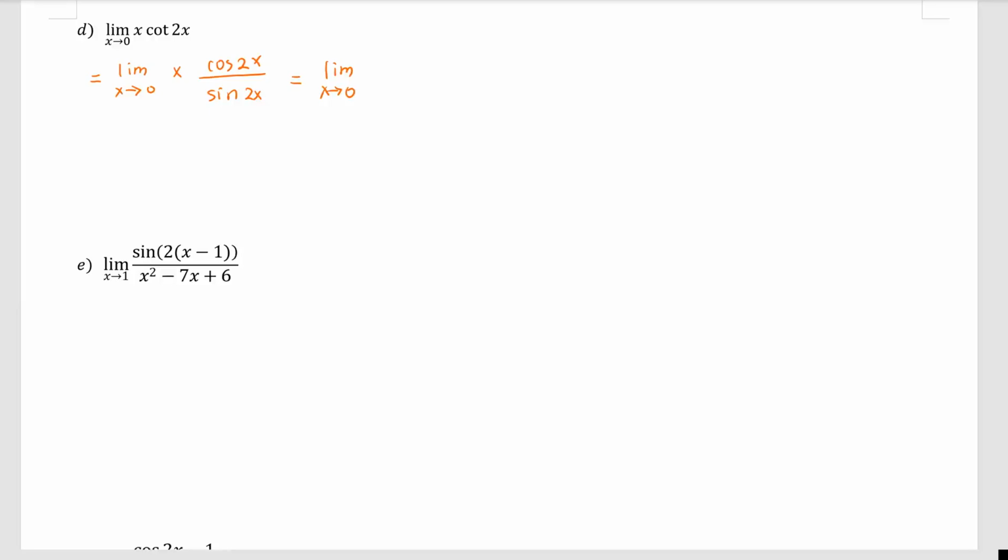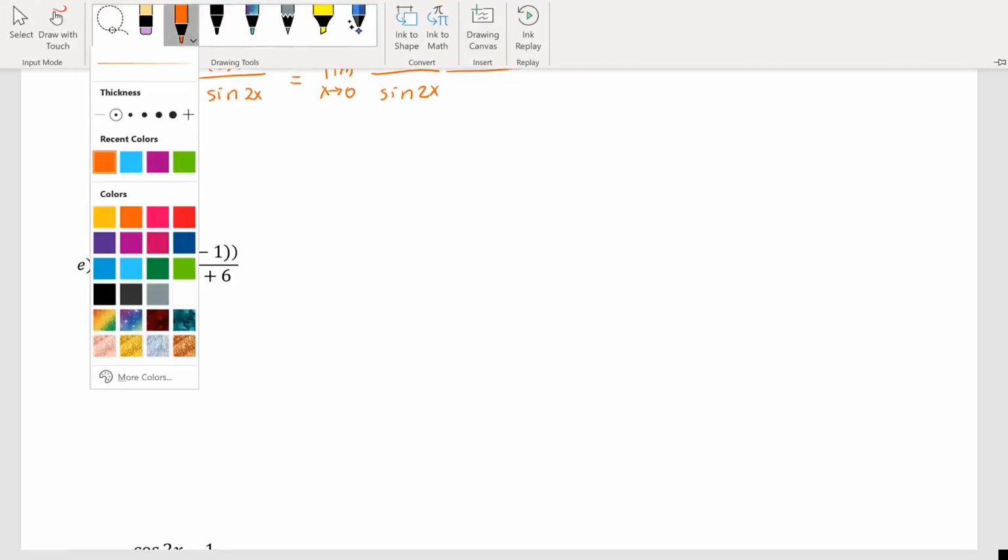Okay, so now we're gonna split the factors. So x on top, and then cosine 2x here. Here I'm gonna put the sine 2x under the x. I want to group them together. Do you know why? Why do I want to group them together?